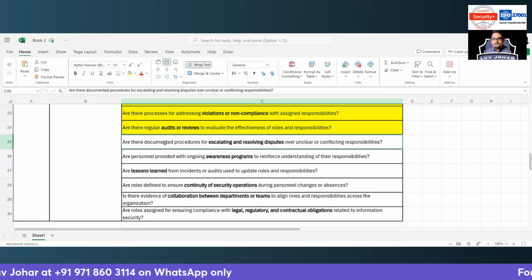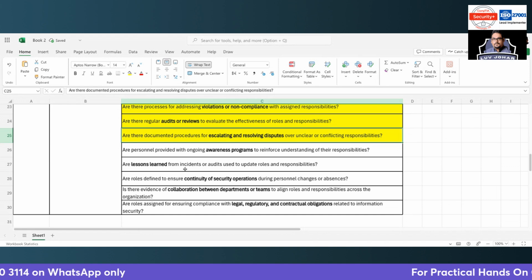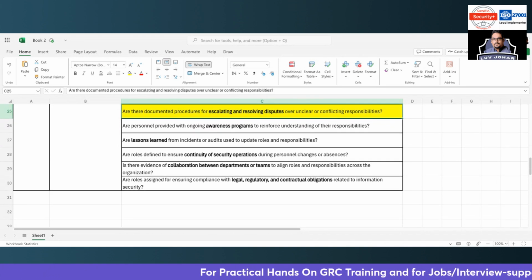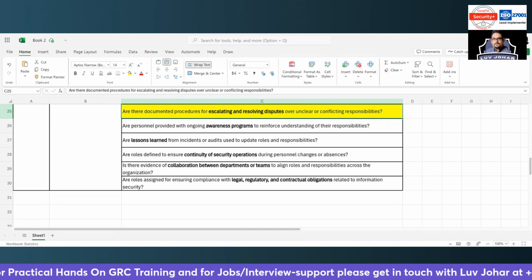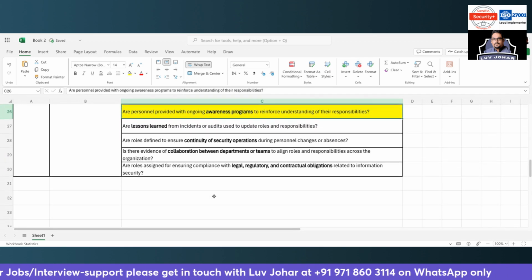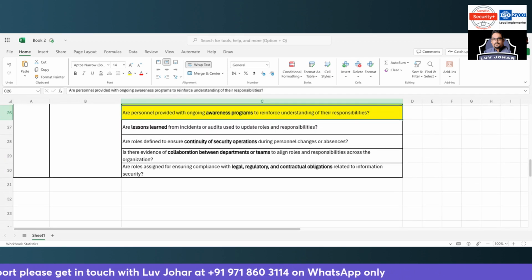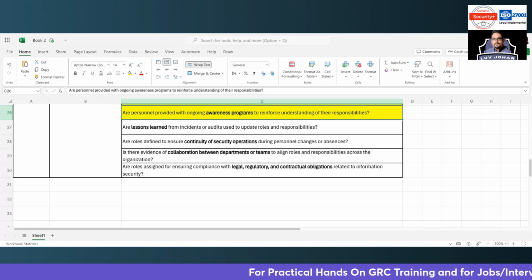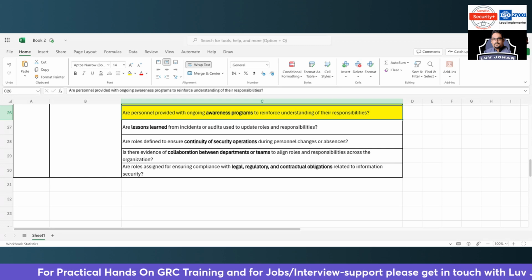And then you have: are there documented procedures for escalating and resolving disputes or unclear or conflicting responsibilities? You need to have documented procedures for resolving disputes if somebody is performing somebody else's work. And then, are personnel provided with ongoing training and awareness programs towards understanding their responsibilities? So definitely you need security awareness trainings to make sure that everybody follows their own roles and responsibilities within their boundaries.